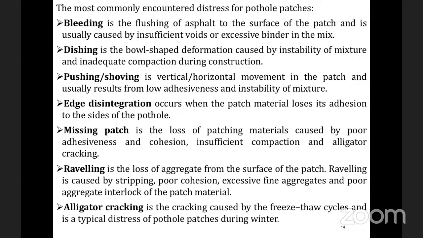Next is the missing patch. This is nothing but the loss of patching material that is caused due to poor adhesion, cohesion, insufficient compaction, and some alligator cracking. That is the cracking of the potholes. Next is raveling. Raveling is nothing but the loss of aggregate from the surface of the patch. And why does this raveling occur? It occurs due to stripping, poor cohesion, a lot of fine aggregates, and poor aggregate interlocking property.